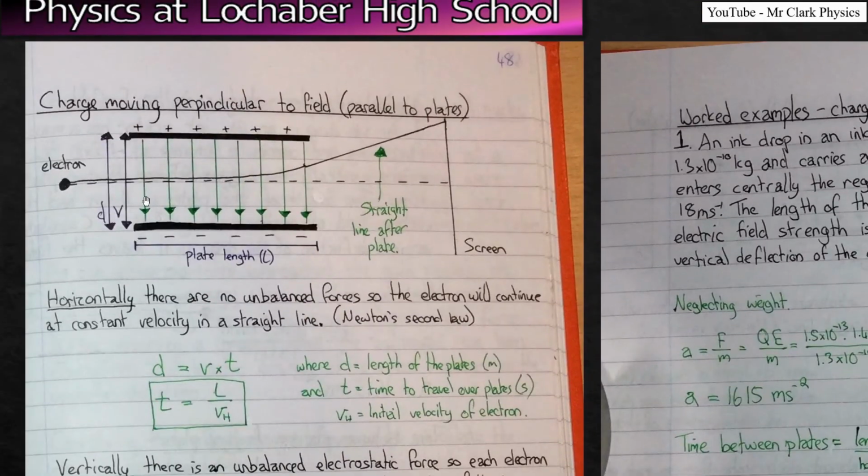Well, we said before we were going to move parallel to the field, but what happens if we move perpendicular to it? Well, in this case, our electron's going to travel along, but the field lines are pointing down the way, which means our electron will experience a force up the way. And as a result, there'll be an acceleration, and as a result, there will be a deflection of that beam.